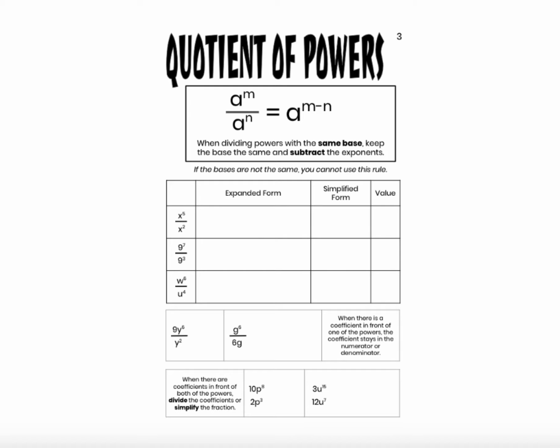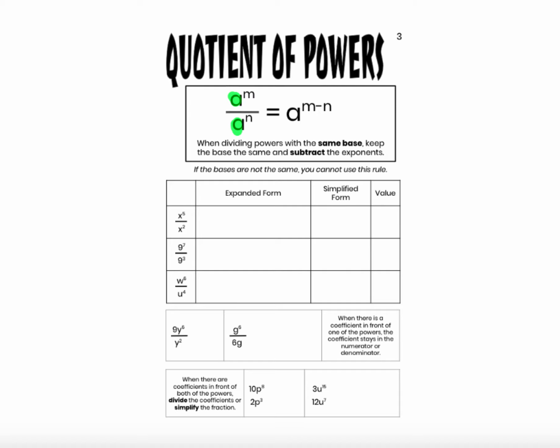Quotient of powers rule. This rule applies when we are taking the quotient, meaning dividing powers. Just like with the product rule, we can only use the quotient rule when we are taking a quotient of powers with the same base. So same base is super, super important. A to the m divided by a to the n. The rule here is when we are dividing powers with the same base, we can subtract the exponents.